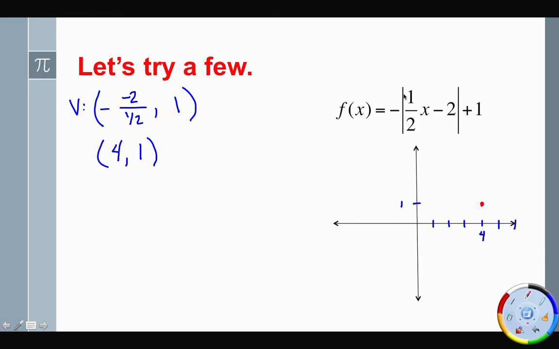Right? So the slope of 1/2 means, for negative, down 1, right 2, and then down 1, right 2. And on the other side, we need to go down 1, left 2, and then down 1, left 2 again. But I really only need these points specifically to draw my linear pieces. And there we have the absolute value function f of x here.